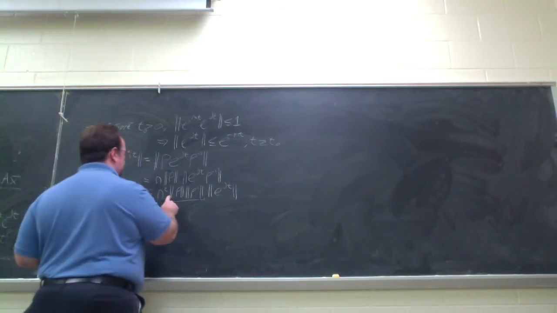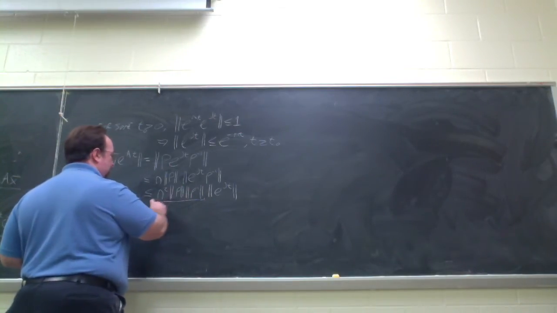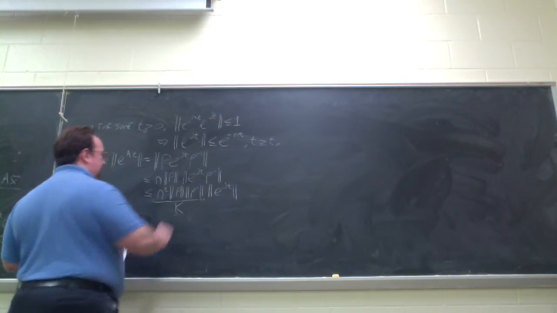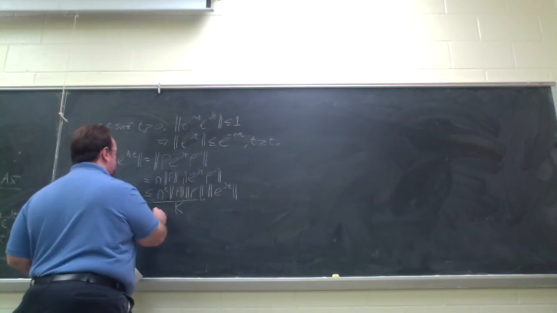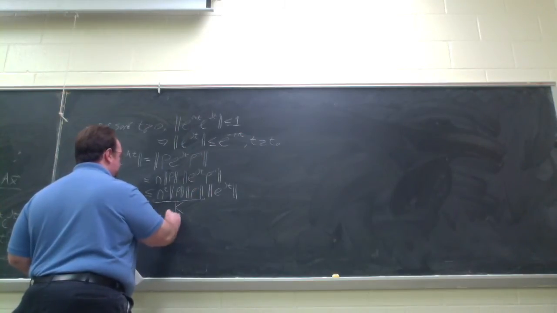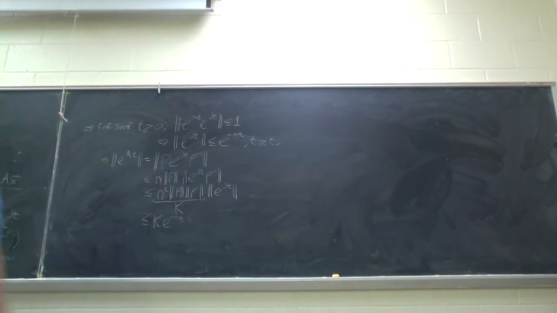So I'm going to take this whole thing with the n squared lumped in. I'm just going to call that capital K. And this is less than e to the minus mt. So this whole thing is less than or equal to this constant K, e to the minus mt. So that proves the first inequality of the theorem.